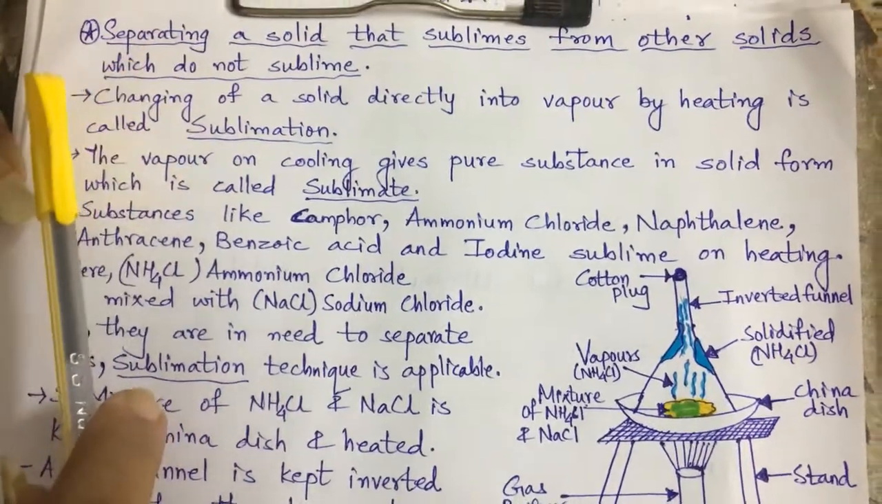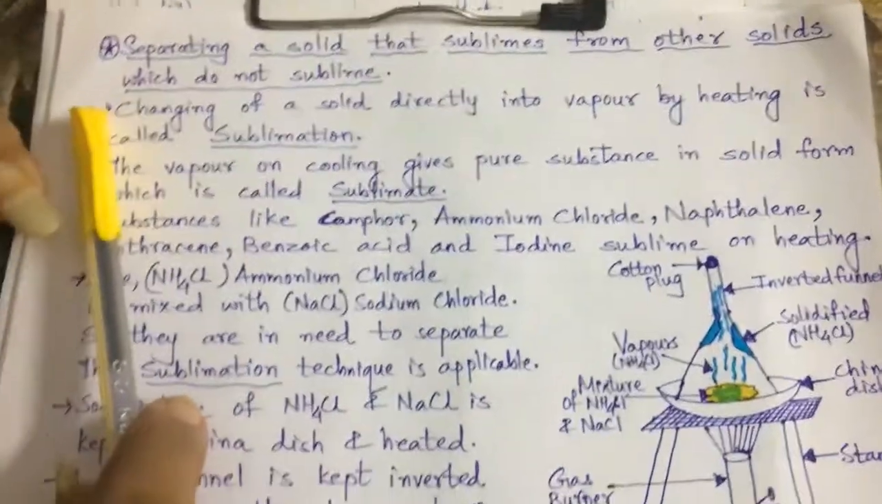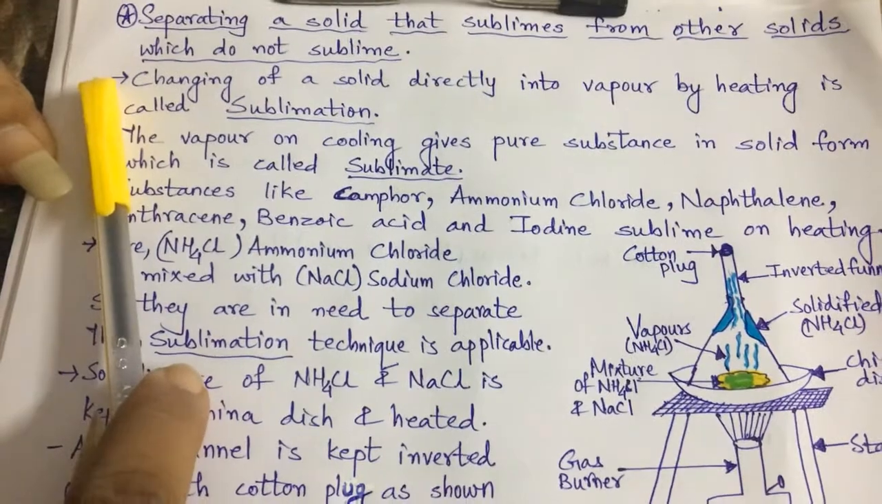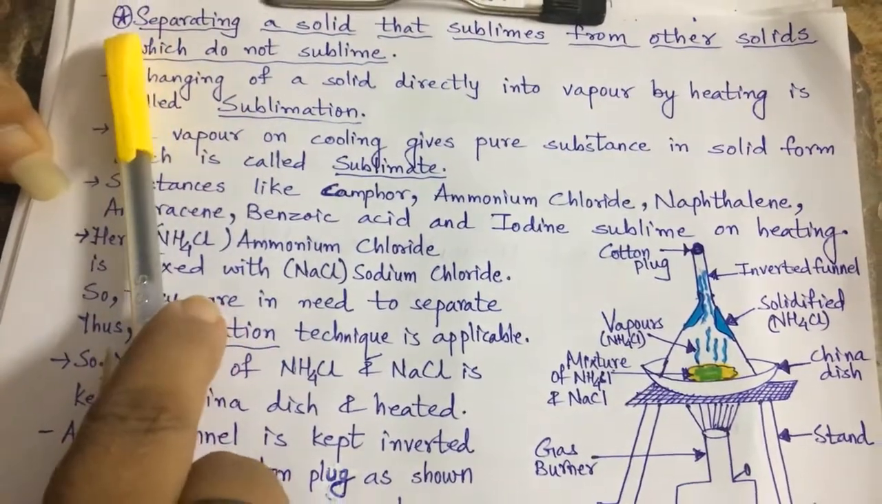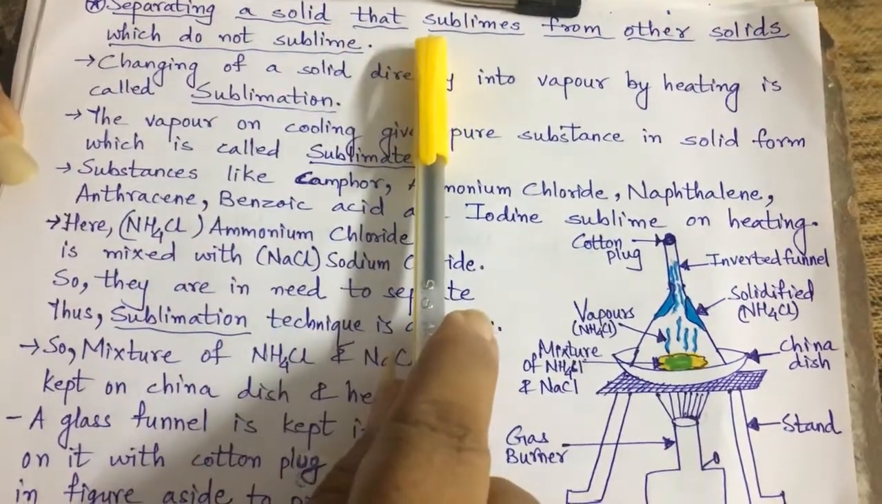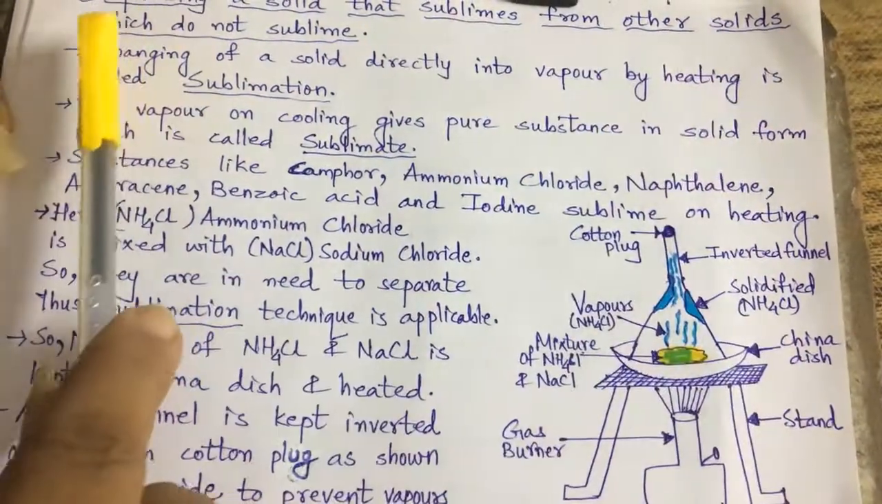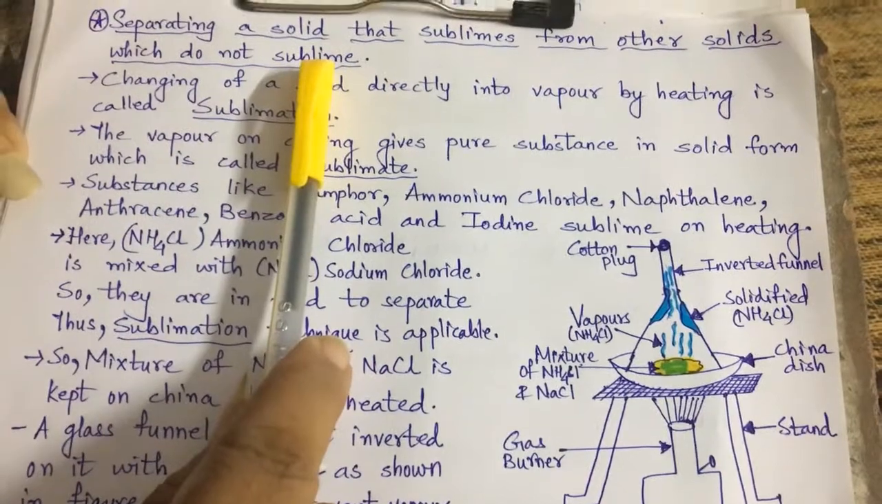Good morning, dear students. Today we will see two more methods of the separation of substances. So here is separating a solid that sublimes from other solids which do not sublime.